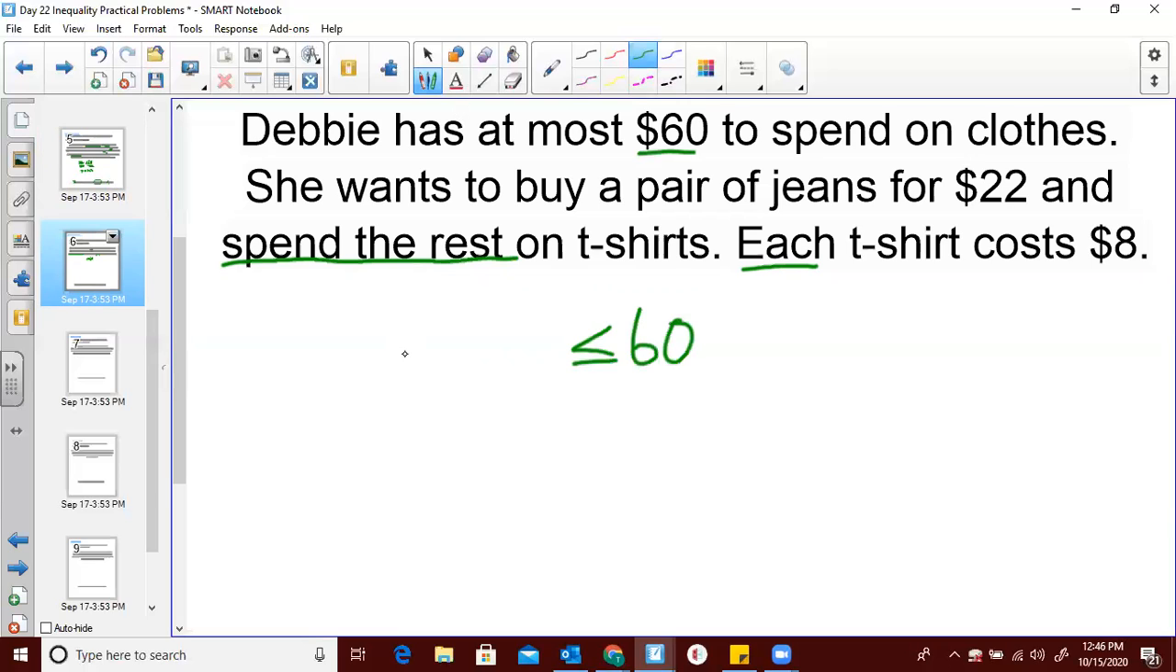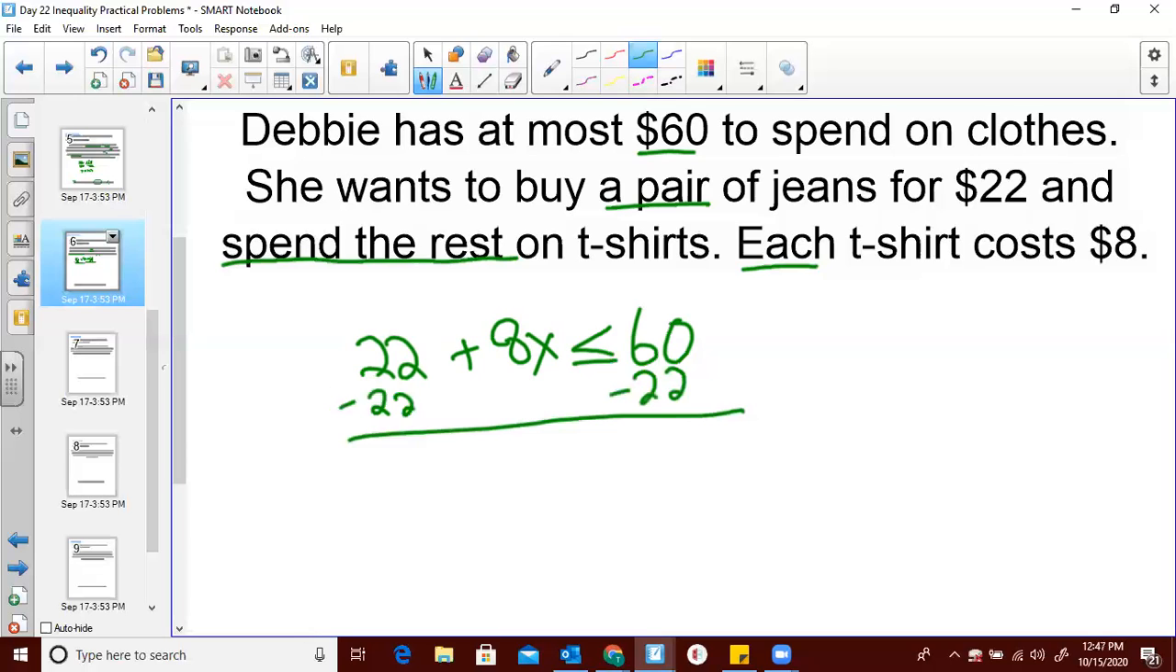So here we have to add an extra step. So she wants to buy a pair of jeans. Buy a pair. That's one set of jeans for $22. So she's buying one set of jeans for $22. Then each t-shirt, each is our variable, costs $8. And we're adding these together because she's buying the jeans and the t-shirts with the same $60. Here we have just a quick two-step. So minus 22, minus 22. Those cancel. You'll be left with 8x is less than or equal to, what's that, 38?